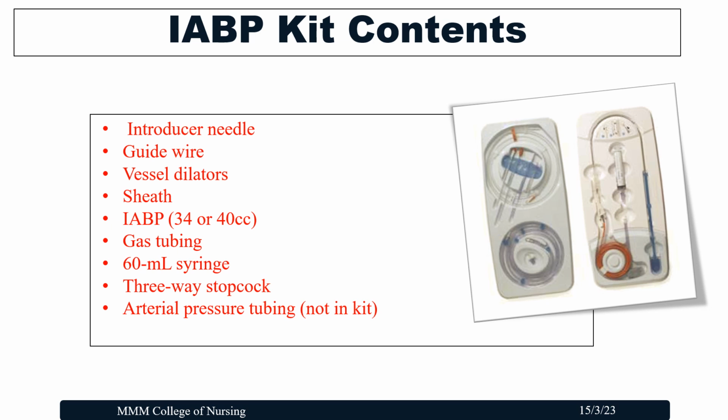For inserting an IABP, we require an IABP kit. The contents of the kit include an introducer needle, guide wire, vessel dilators, sheath, IABP 30 or 40 cc syringe, gas tubing, 60 ml syringe, three-way stopcock, and arterial pressure tubing. It is not there in the kit. Additionally, we need to keep it.